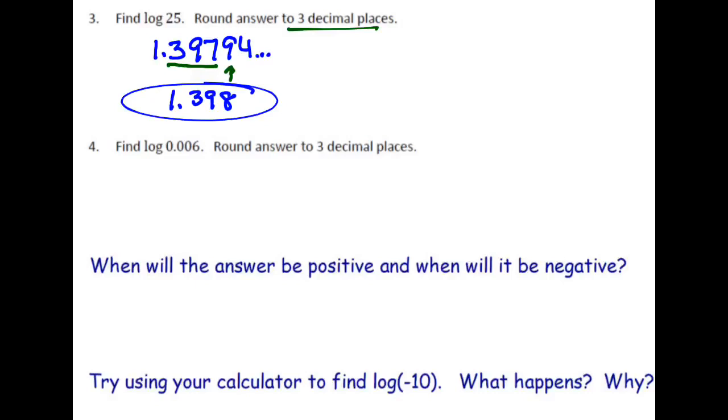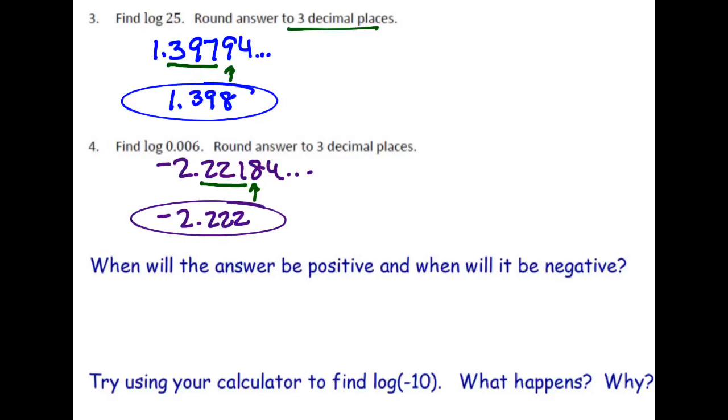Okay, second one. Log of 0.006. Enter, or equals, and you get -2.22184 and more. Okay, so 3 decimal places, so we're looking at the 8. So that means we're going to round up again, and we get -2.222.